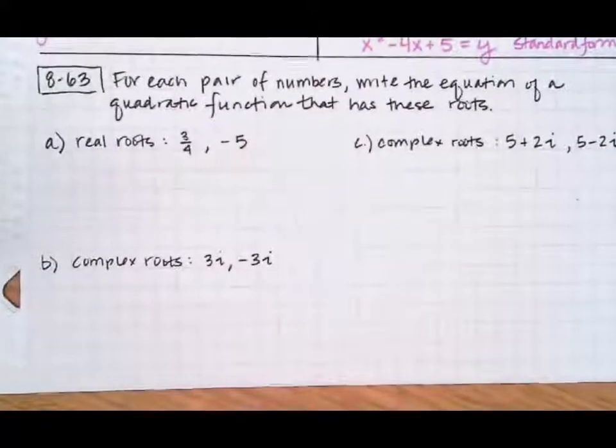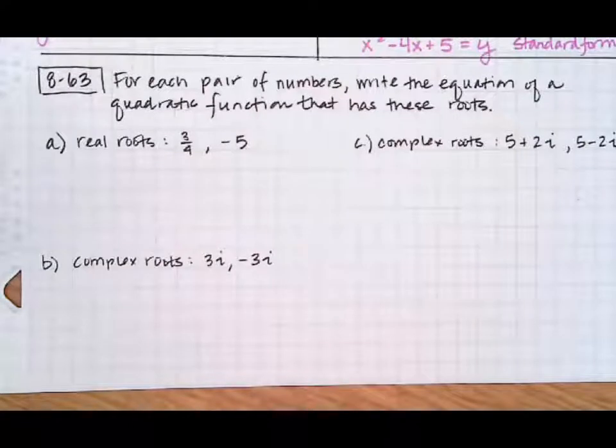Without having another point that the curve passes through, we cannot write an exact and unique equation without another point to find, for example, a stretch factor. So this equation that we will write will be a possible equation that does have these roots.